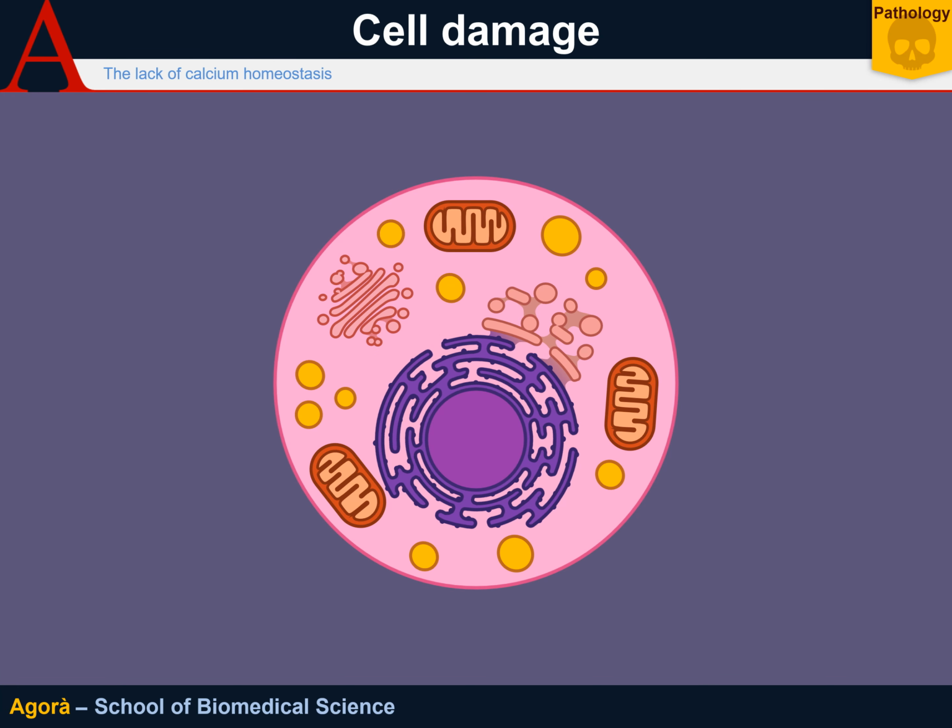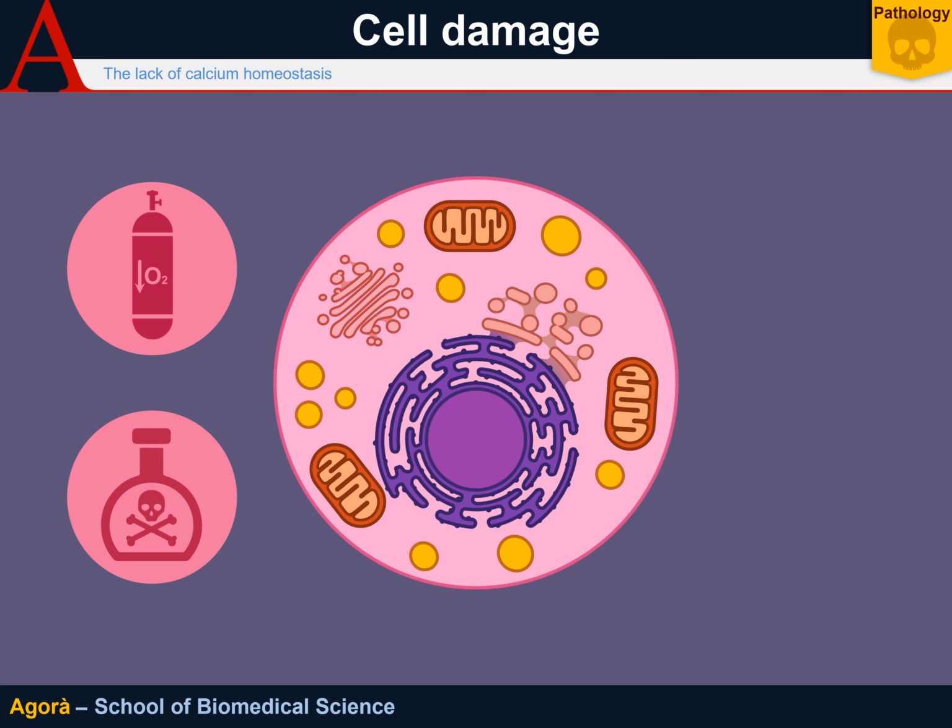The lack of calcium homeostasis is another form of cell damage. In physiological conditions, calcium is extremely more concentrated outside the cell. This cytoplasmatic calcium increase can be observed following hypoxia or ingestion of some toxins. As we have already said, calcium is normally highly concentrated outside the cell.